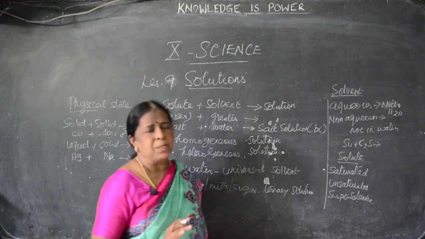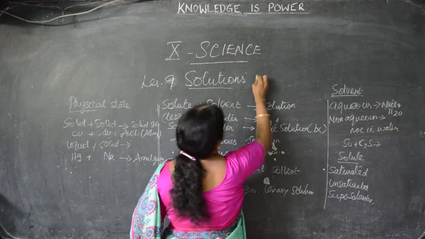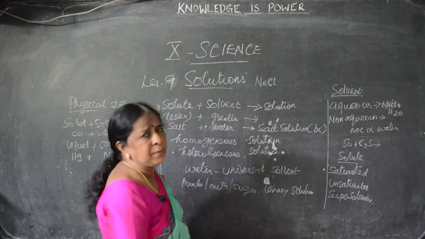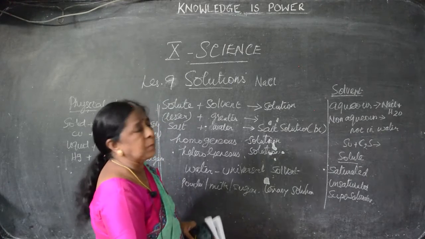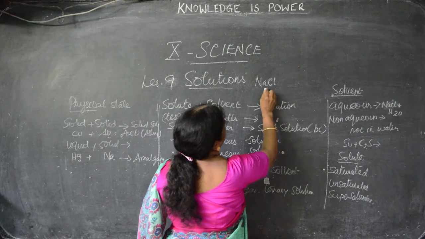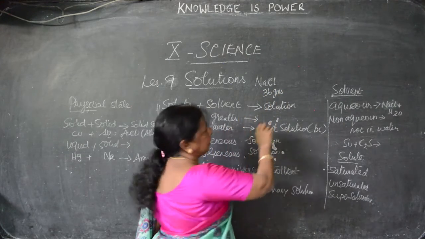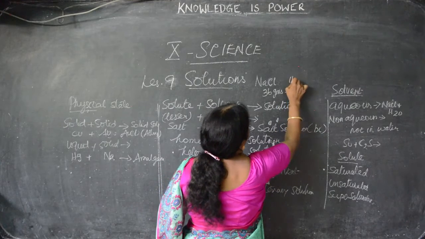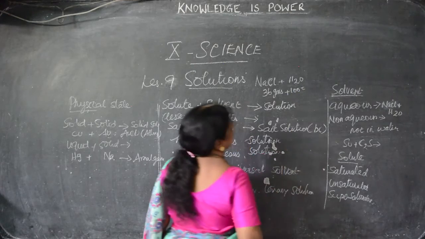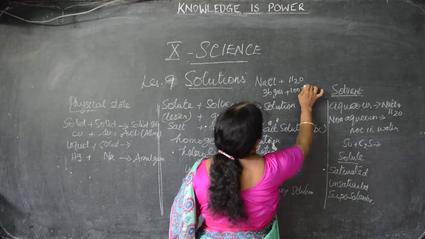So, saturated, for example, sodium chloride, common salt. For example, 36 grams is the normal. 36 grams of salt dissolves in 100 grams of water.